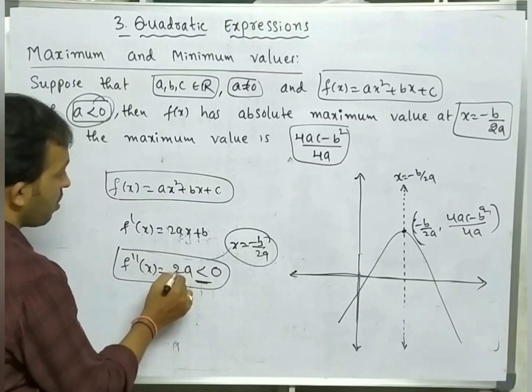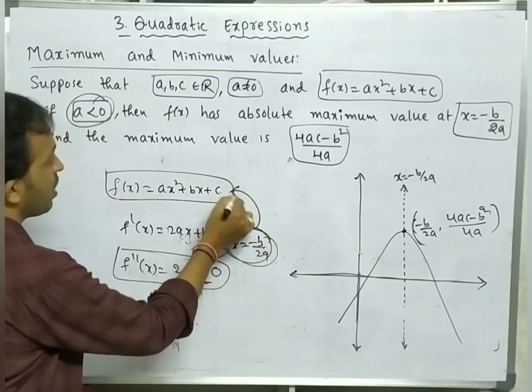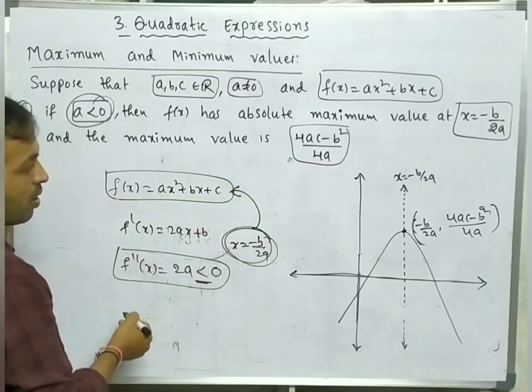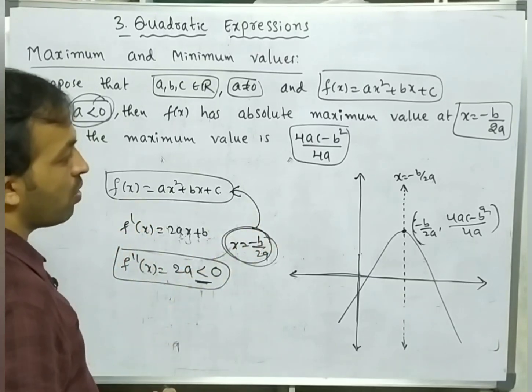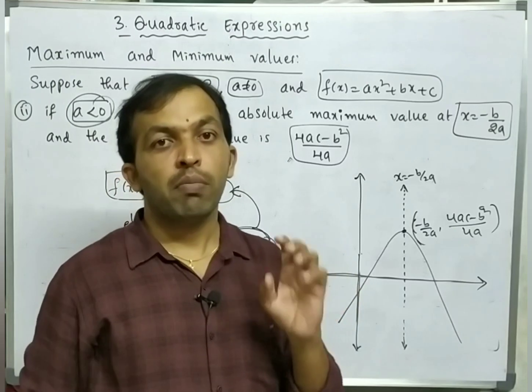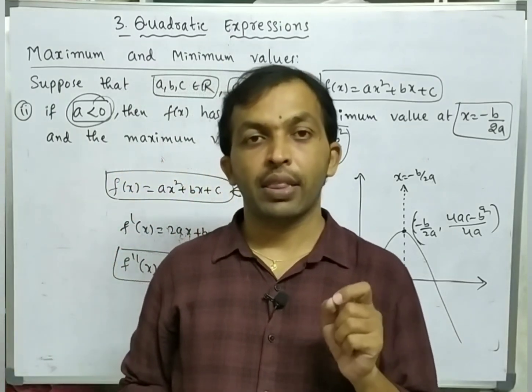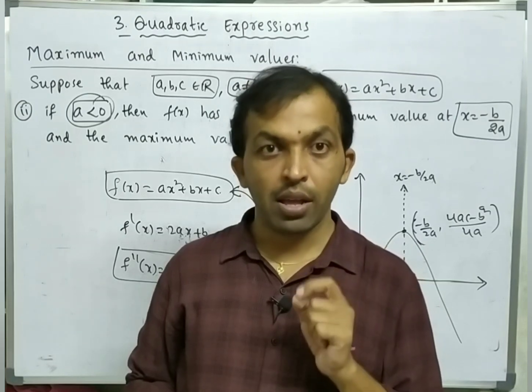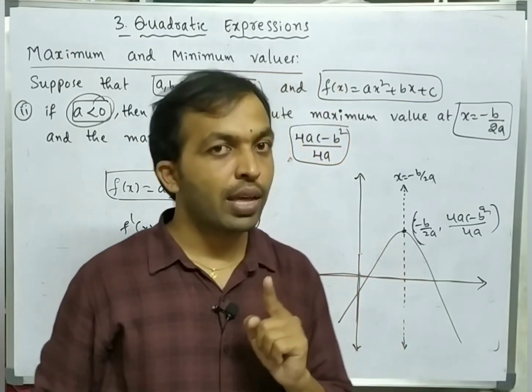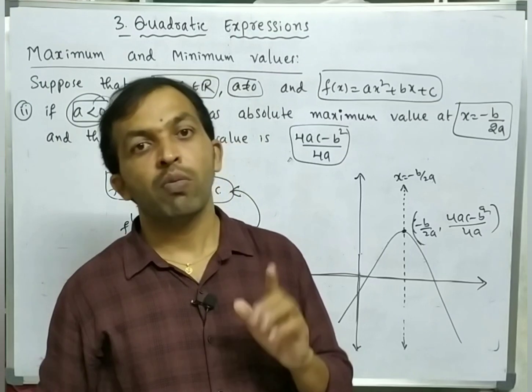Okay, then substitute this x is equal to minus b by 2a in the function. Just now we have substituted, and in this case also we will get the same value. So the maximum or minimum exists at x is equal to minus b by 2a, which is called the vertex of the parabola, and the value is 4ac minus b square by 4a.